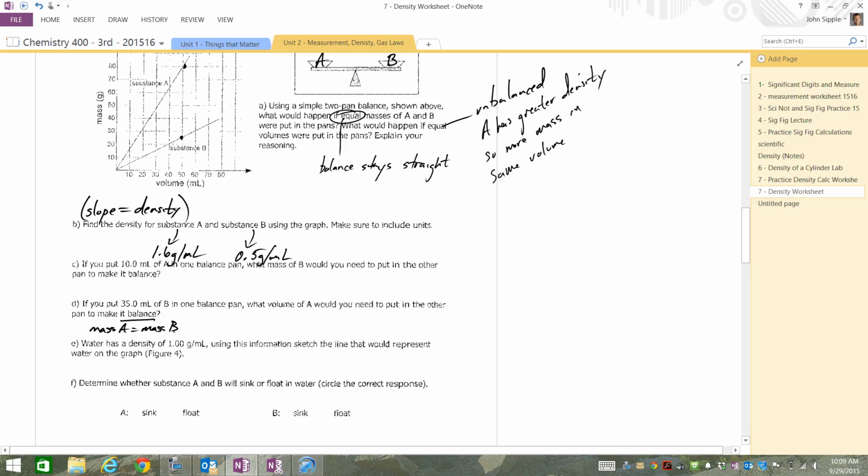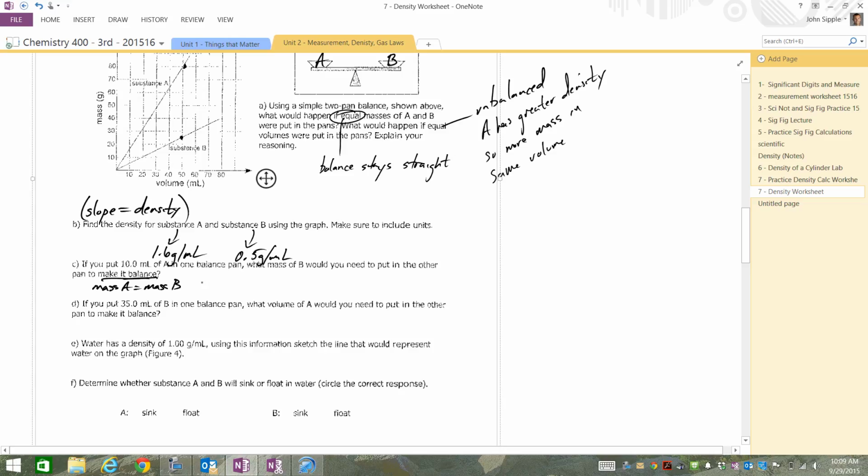Whoops, that's the wrong problem. That's no problem, I can just do that. There we go. Okay, so mass of A equals mass of B. So if that's the case, we just need to find out what the mass of A is.